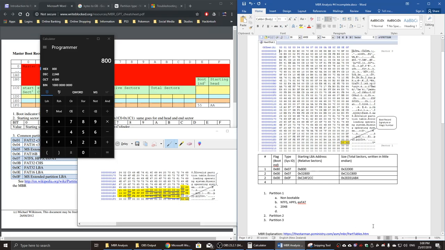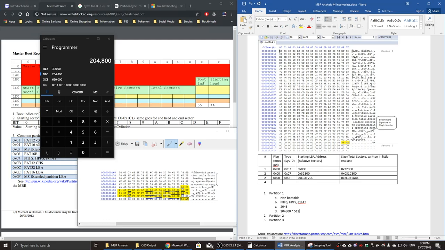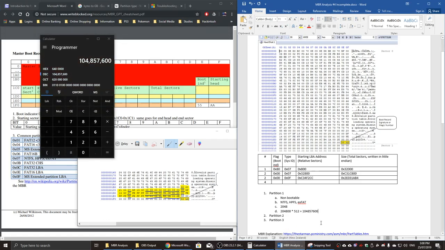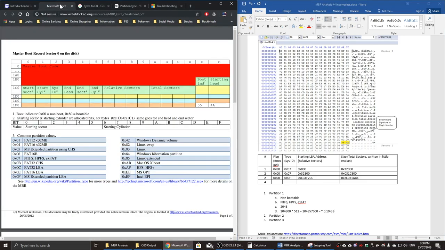So the size is 32,000, multiply that by 512, and we get that value there. And if we put this value in our Google converter to convert it to gigabytes, we'll see roughly how much it is. So it's roughly 0.10 gigabytes. Yep. And let's move on to the second partition now.